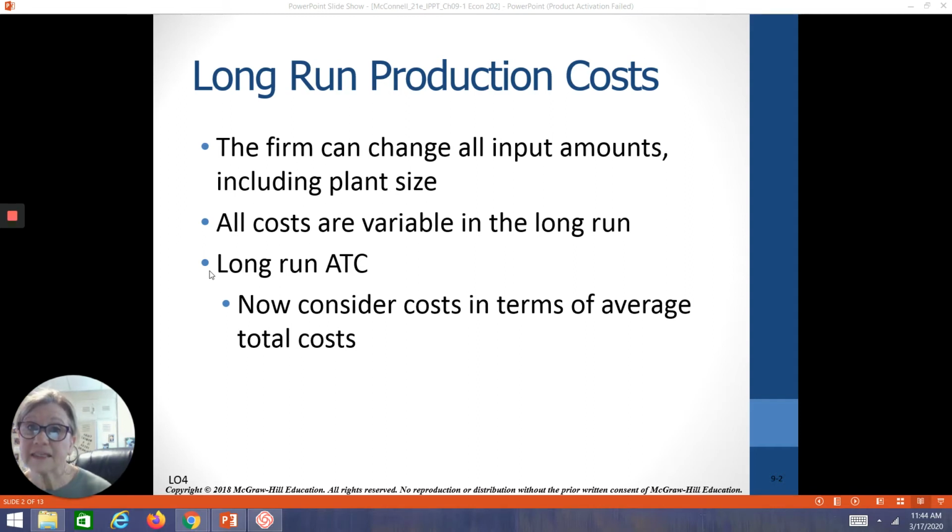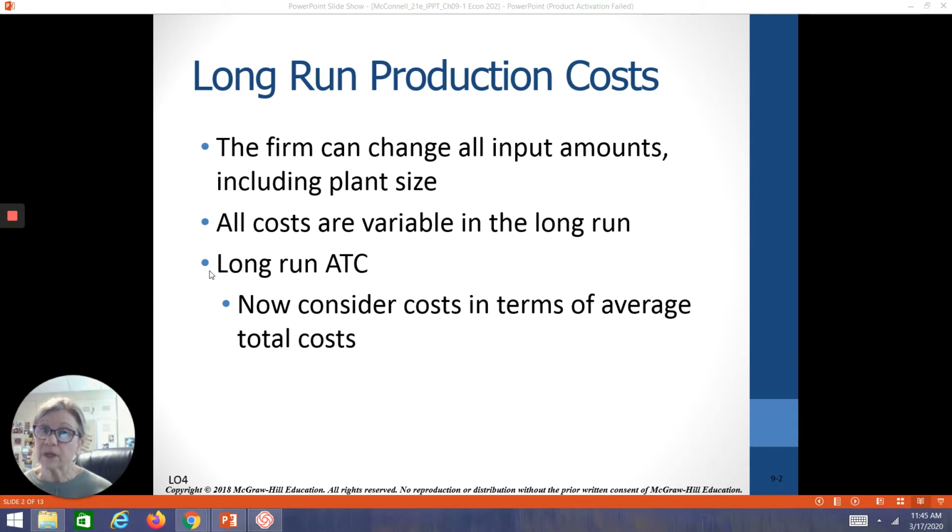Okay, let's try this. Welcome to a short video on long run cost. So remember, in the long run a firm can change all its input amounts: all land, labor, capital, entrepreneurship, including the plant size. In the short run, plant size is fixed. So all costs become variable in the long run because you can completely liquidate, sell off everything, and go out of business in the long run.